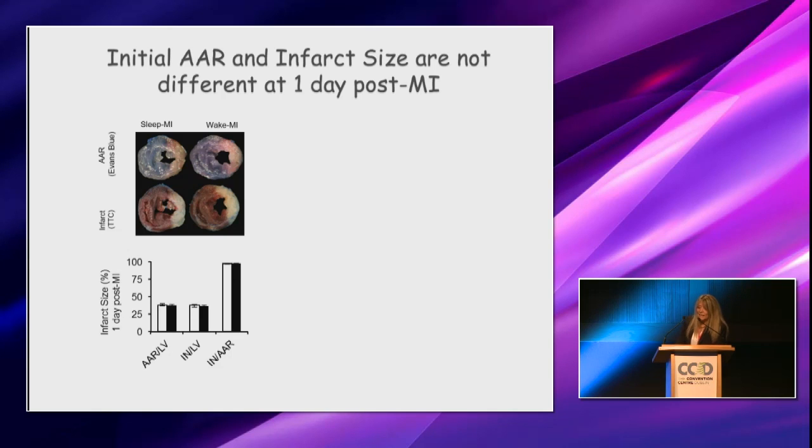So this shows you that initial area at risk and infarct size are not different at 1 day post-MI. Basically, it just says that we tied them all in the same spot, and so they start out exactly the same, but the results that we see are not the same.